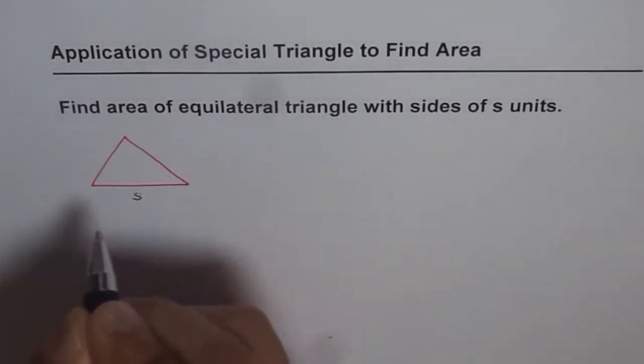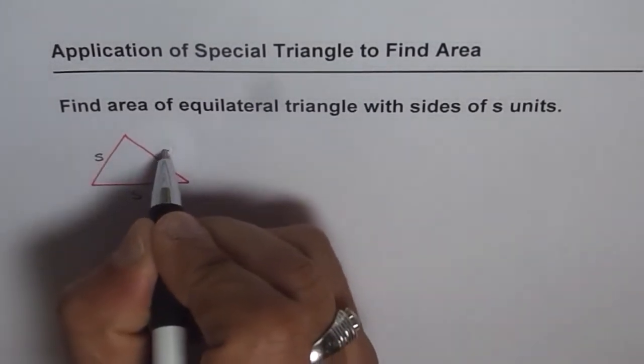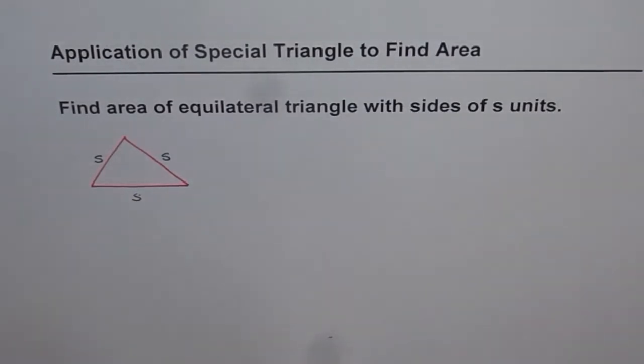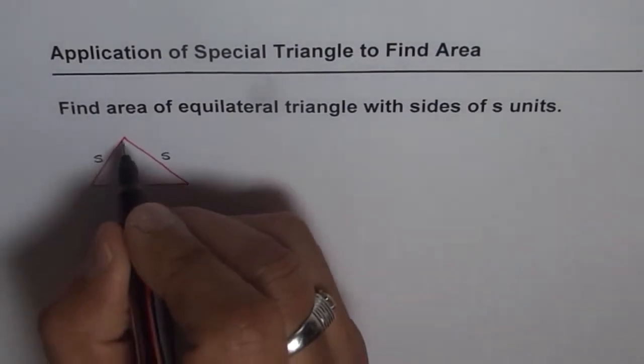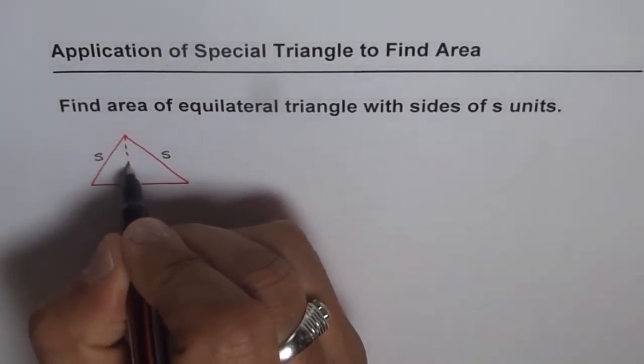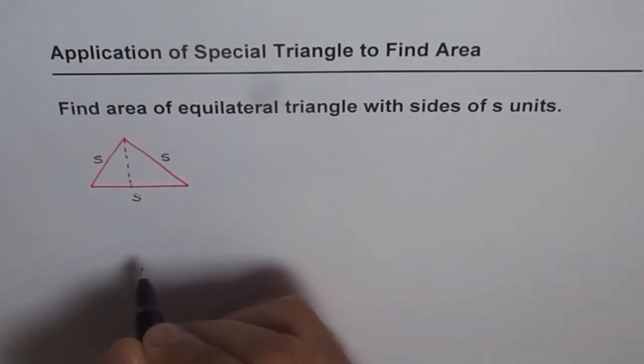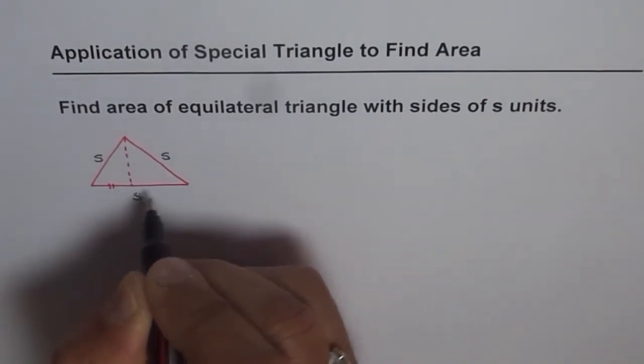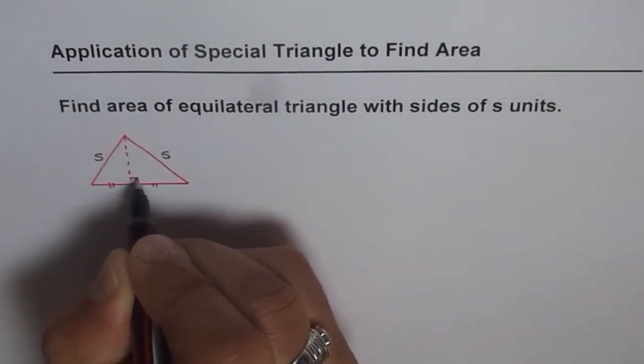That means each side is S. So that is what is given to us. Now area of a triangle is half base into height. So let's have the height, which will be perpendicular from here, and in equilateral triangle this will be right in the center, right? So that's how it should be.